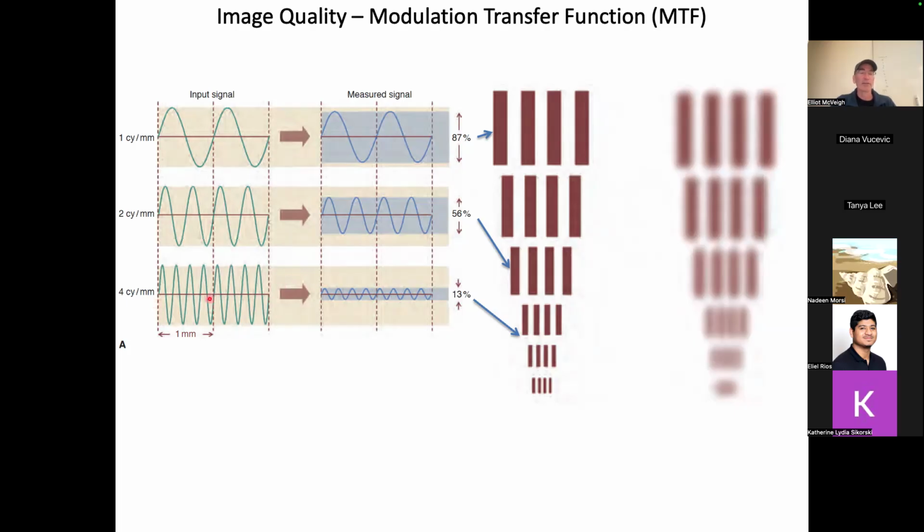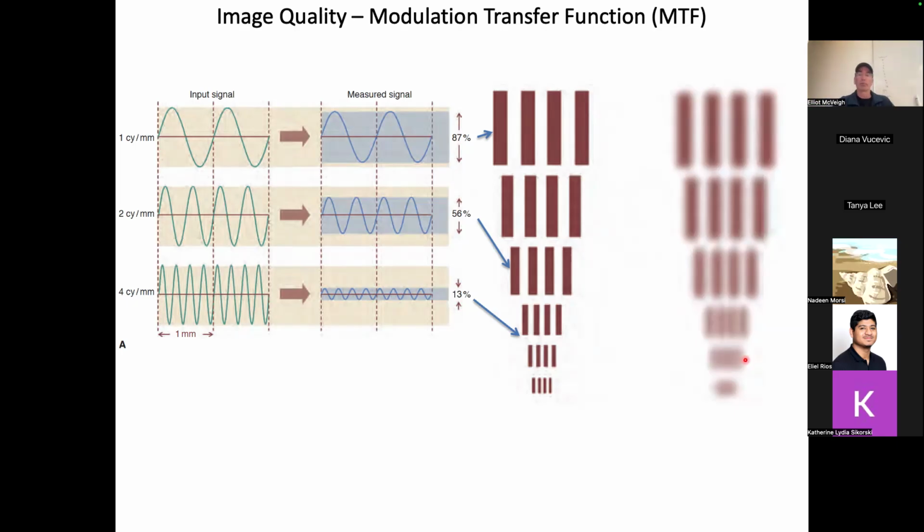And then when I go to a higher frequency, this is 1 millimeter, this is 4 cycles inside a millimeter. This is very high frequency for medical imaging. It looks like this, and I barely have any contrast left, right? If I go to a high enough frequency, I have no contrast left. It basically is an average value.